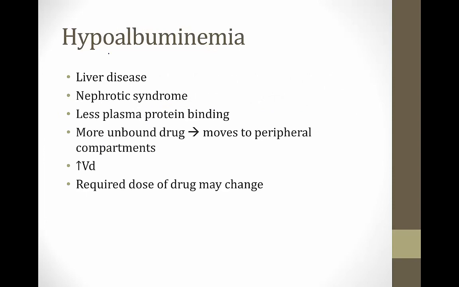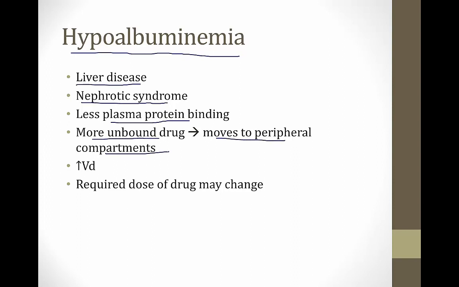A clinical correlation of this fact occurs in the setting of hypoalbuminemia. Patients who have liver disease can underproduce albumin. Patients with a nephrotic syndrome can lose albumin in the urine. In both of these situations, hypoalbuminemia can develop, and this means there will be less plasma protein binding of drugs. This means there will be more unbound or free drug present in the body, and this can move to the peripheral compartments, and that will raise the volume of distribution.